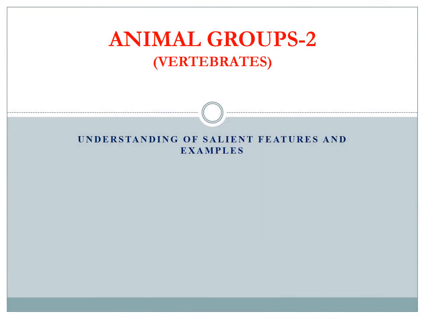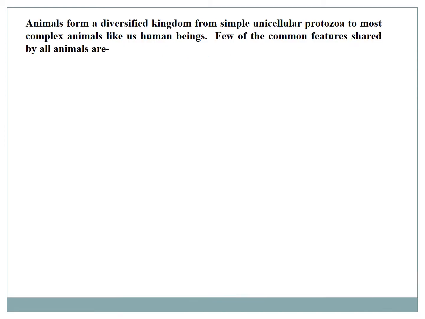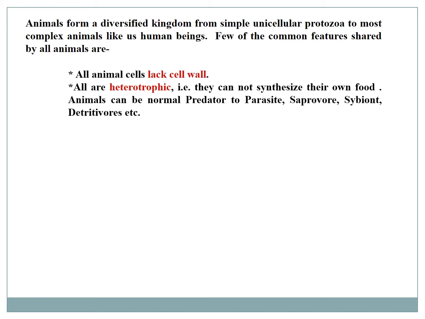Welcome to this presentation regarding the vertebrate features and examples. Animals form a diversified kingdom, including unicellular protozoa to human beings. But all the animals share two things in common. Number one, all animal cells lack cell wall, and number two, all animals are heterotroph. They cannot produce their own food.